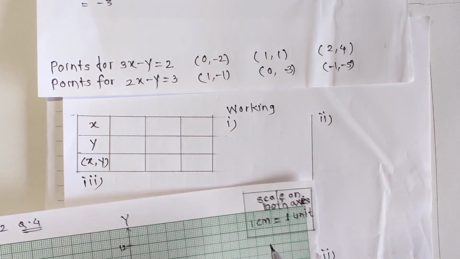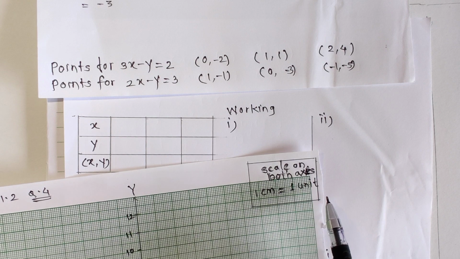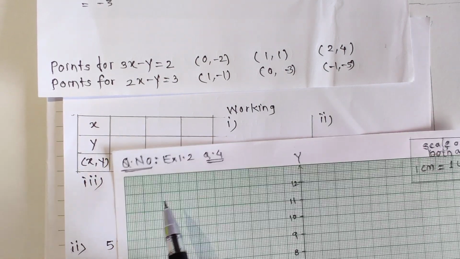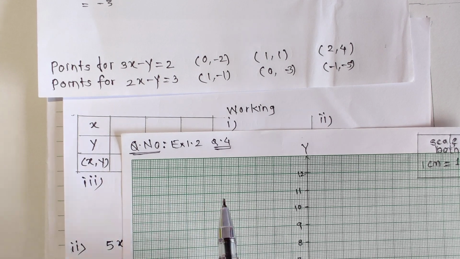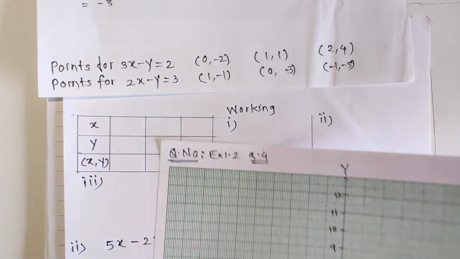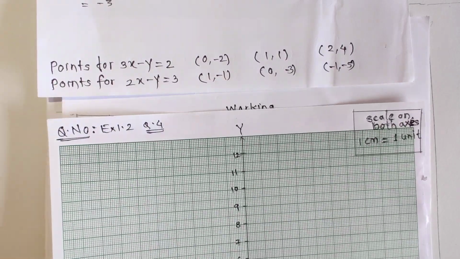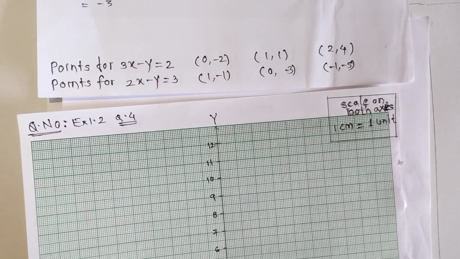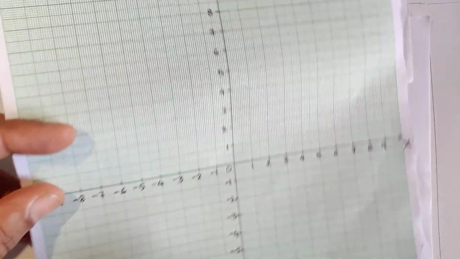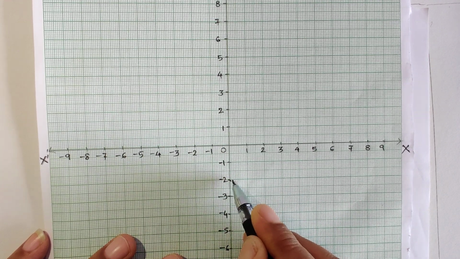Here remember one thing, scale must be there on both axes. 1 centimeter is equal to 1 unit. And remember one more thing, the question number must be there. If you don't write the question number, you will get 0 marks. So remember that. Now plot these points. 0, -2 must be on the y-axis. So here it is 0, -2 on the y-axis.